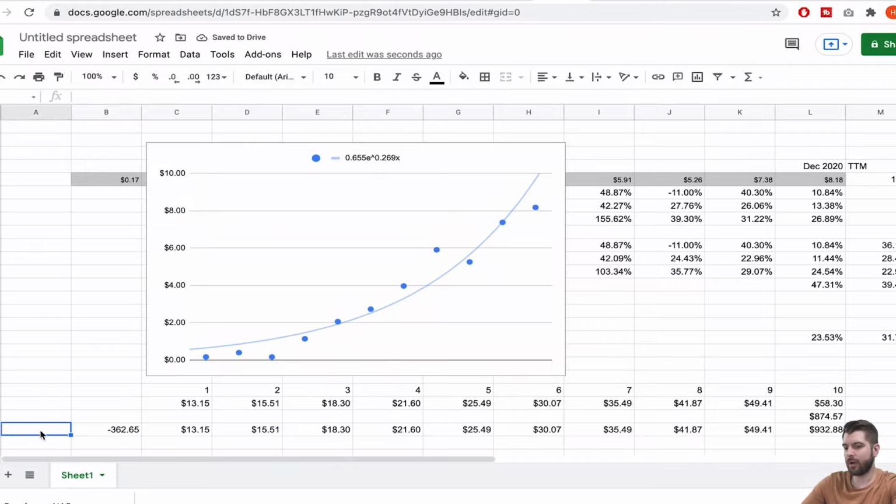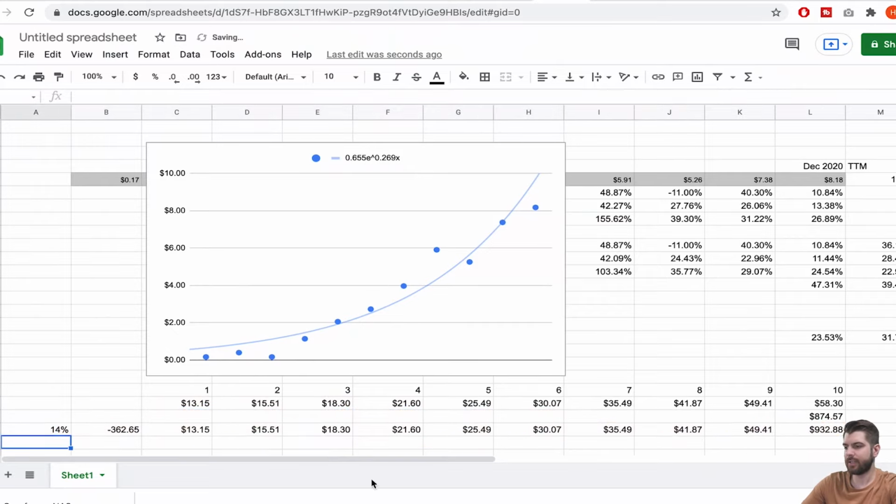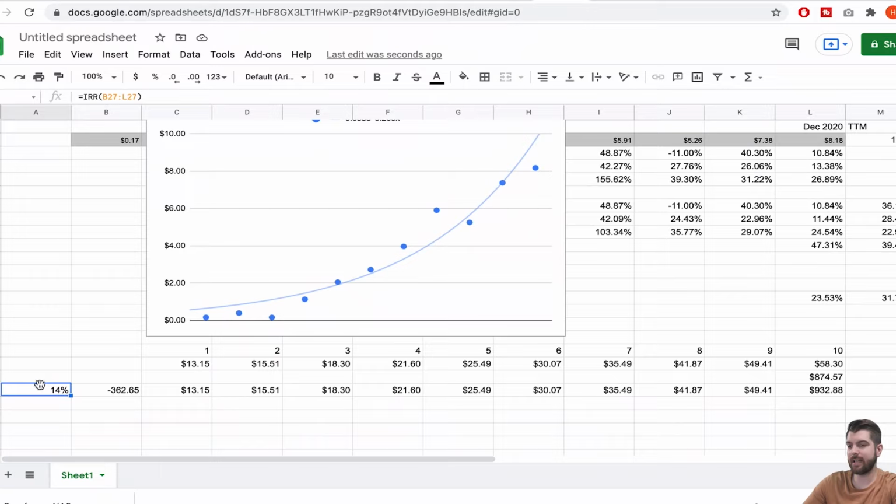And then I'm going to use the IRR formula and highlight all of this information and hit enter. And so what this is saying is that if we bought Facebook at its current price of $362.65, and if our free cash flow per share continues to grow by 18% per year, and then in the 10th year we sell the business for 15 times free cash flow, then this would be an investment that gives us a 14% annual rate of return on our investment.